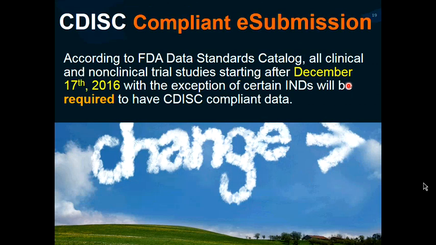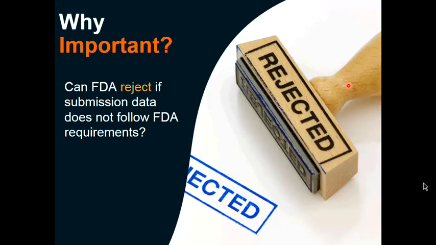As we all know, there will be a big change on December 17, 2016. All the clinical and non-clinical trial data starting after December 17 need to follow CDISC standards. So why is that important? We actually asked this question to FDA: can FDA reject if the data does not follow CDISC standards? FDA said yes.